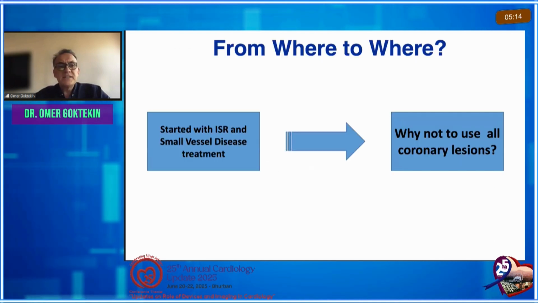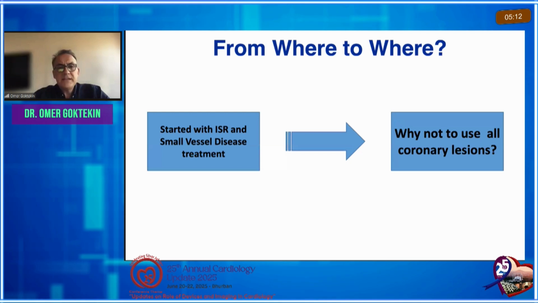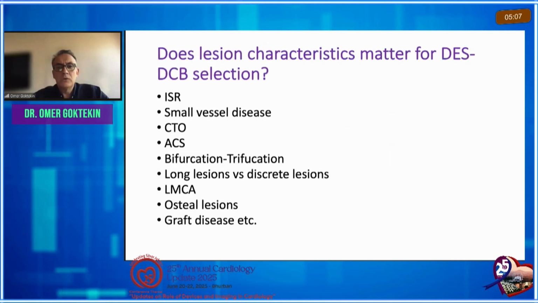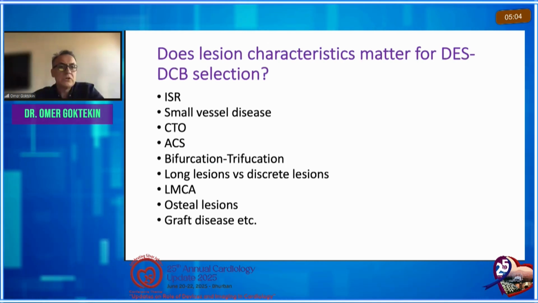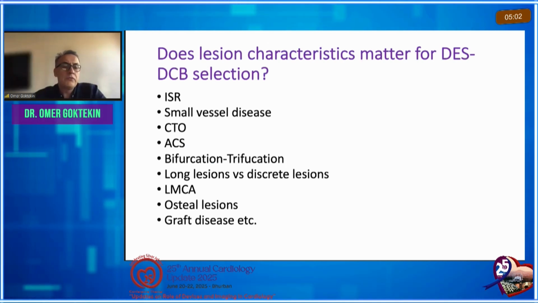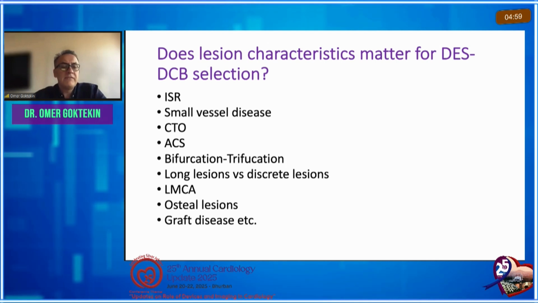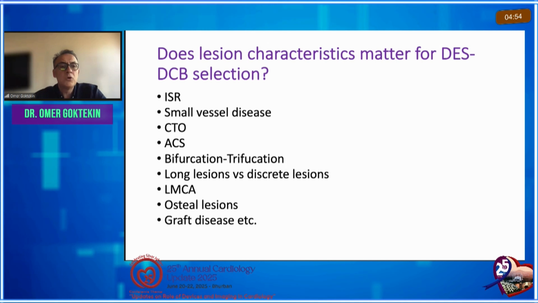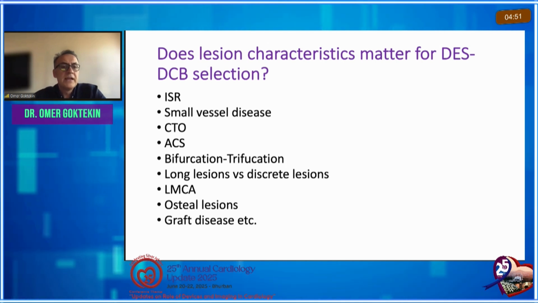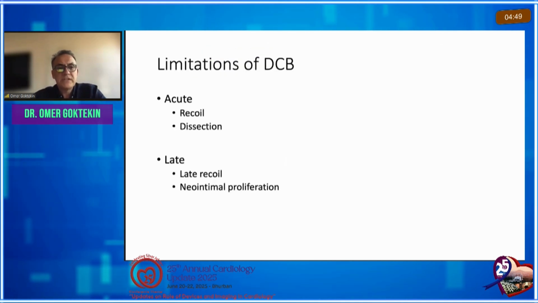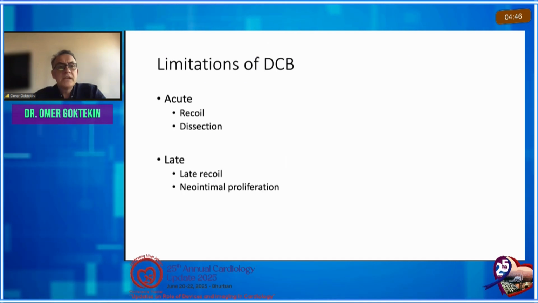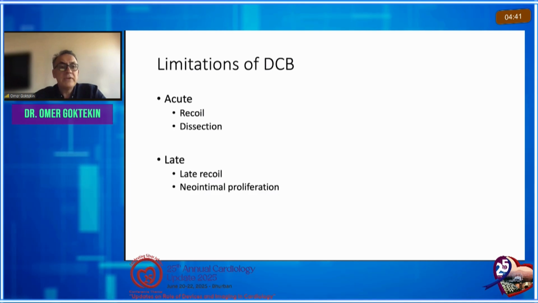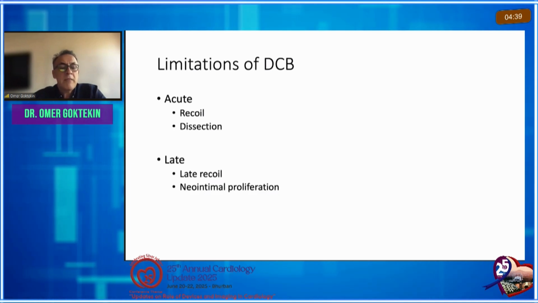So it started with in-stent restenosis and small vessel disease, but today, why don't we use DCB in all coronaries? I think we could use it in small vessel disease and, of course, in-stent restenosis, which are the main indications, but we could use it in CTO, acute coronary syndrome, bifurcation or trifurcation, long lesions or discrete lesions, even left main, ostial lesions or graft disease. But of course, we have some limitations, such as acute recoil or dissection, or we could have late recoil or neointimal proliferation.